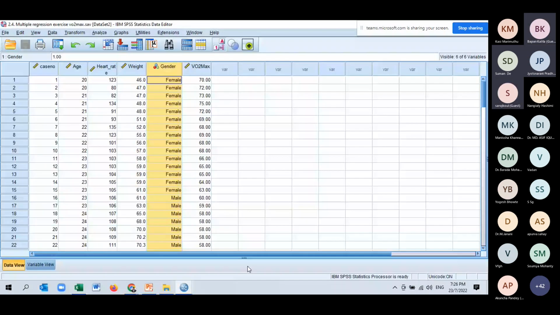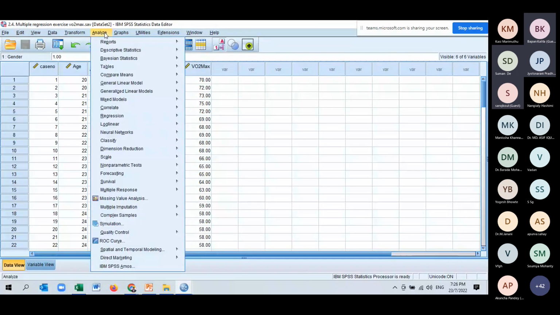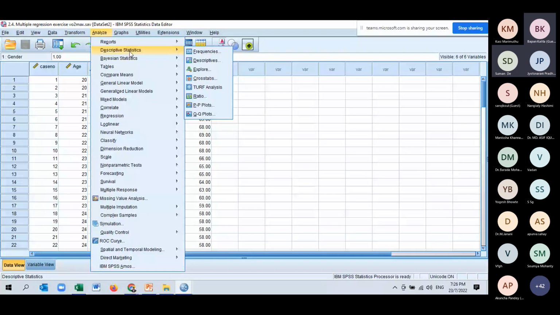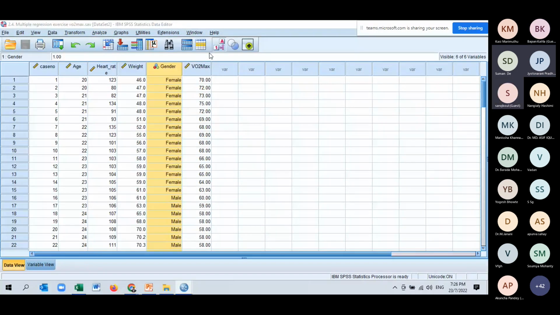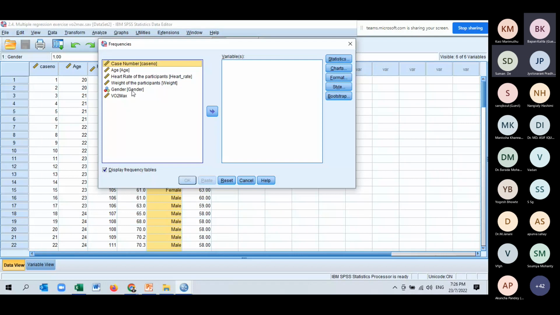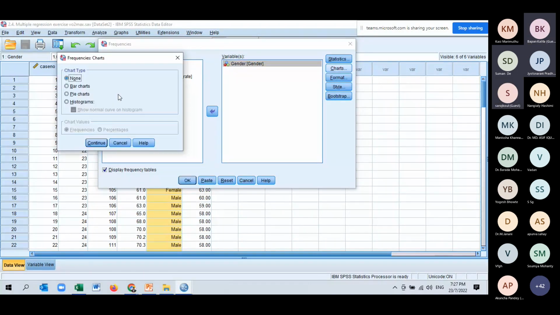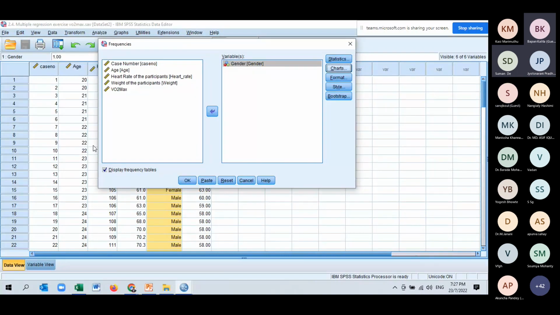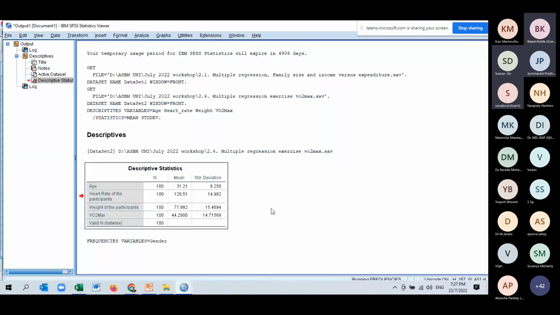How do I go? Go to Analyze, Descriptive Statistics, Frequencies. Transfer the gender here. You can also go for a chart, pie chart this time. Continue. Click OK. I think we did this on the first day. So you come to know what percentage are male and what percentage are female.